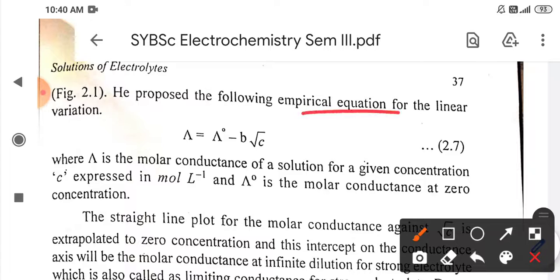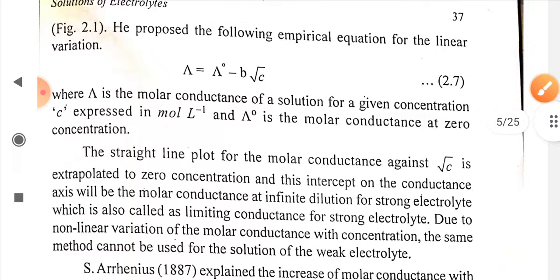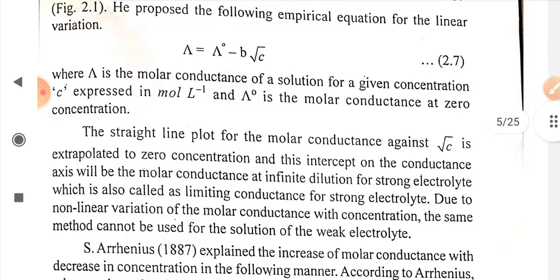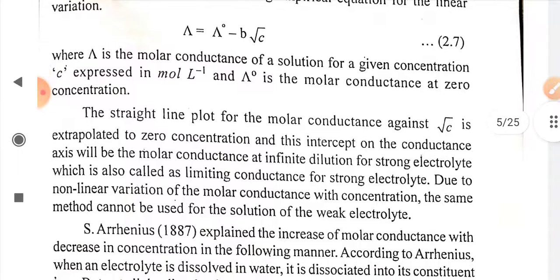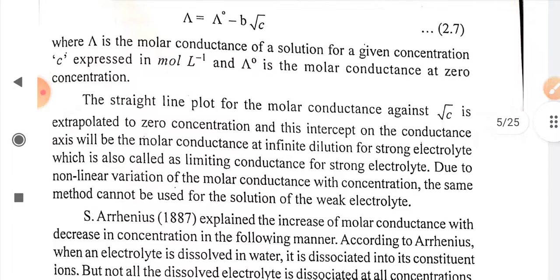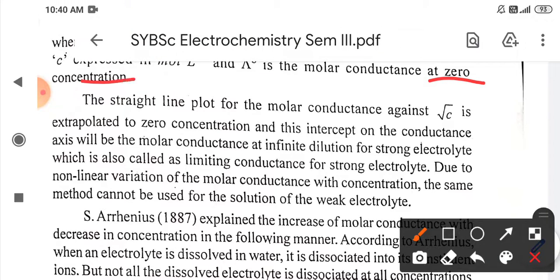He proposed the empirical equation for the strong electrolyte, that is lambda is equal to lambda m naught minus b into under root of C, where lambda is the molar conductance of a solution for the given concentration, expressed in moles per dm cube or moles per liter, and lambda naught is the molar conductance at infinite dilution, or simply zero concentration. The straight line plot is only observed for the strong electrolyte, so it is called the limiting conductance for the strong electrolyte. This is only applicable for strong electrolytes, and not for weak electrolytes.